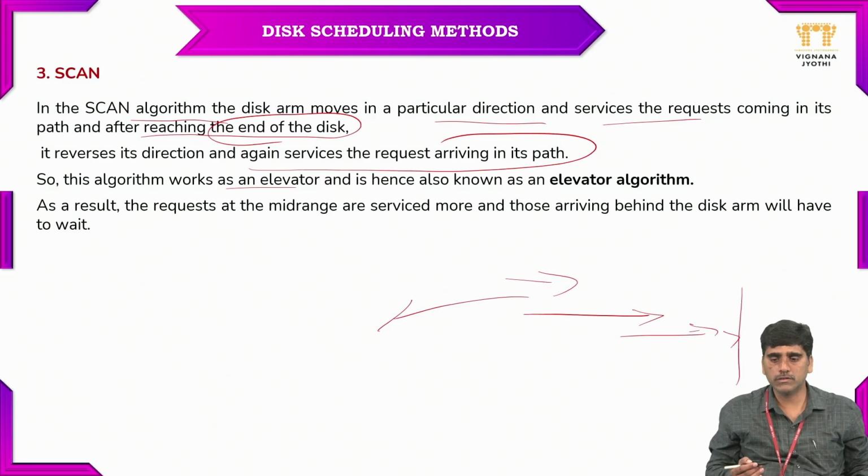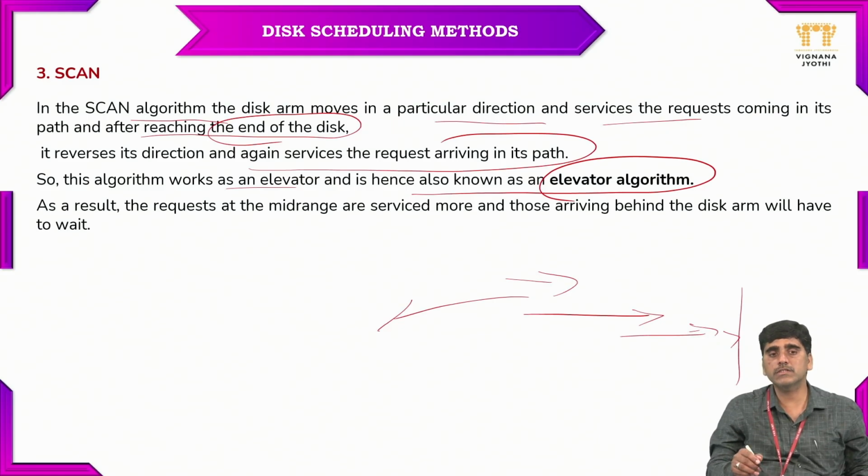So how does an elevator work? It takes people up and then again reverses direction and comes in the reverse direction. Hence it is also known as the elevator algorithm. The SCAN algorithm is also known as the elevator algorithm because the disk arm moves in a particular direction and services the requests coming in its path, and after reaching the end of the disk, it reverses its direction and again services the requests arriving in its path.